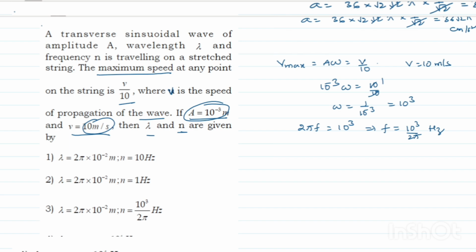Now let us calculate the wavelength. You know the formula for the velocity of the wave, v equals f lambda. Velocity is given as 10, and the frequency is 10 power 3 by 2 pi, into lambda. With this, the 10 gets cancelled and it becomes a square, so lambda equals 2 pi by 10 square, which is 2 pi into 10 power minus 2 meter. So the wavelength is 2 pi into 10 power minus 2 meter, and the frequency is 10 power 3 by 2 pi hertz. So the third one is the correct answer.